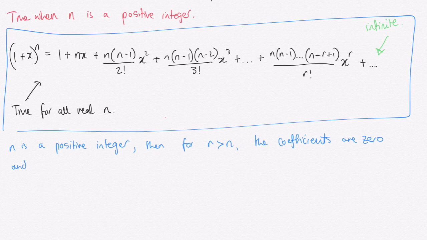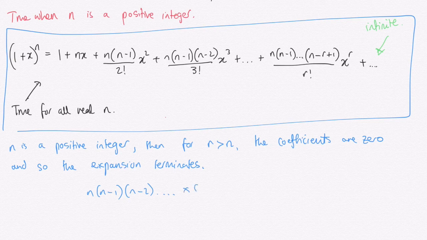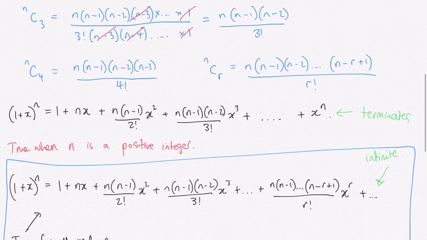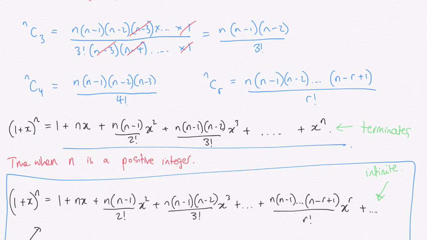And so the expansion terminates. And to see that, realise that if n is a positive integer, at some point, if you're doing n times n minus 1 times n minus 2, etc., at some point when you get to large values of r, you can get all the way to times 0. And that means that any expressions after these large values of r are always going to be equal to 0. So you're just going to get this same result as this.